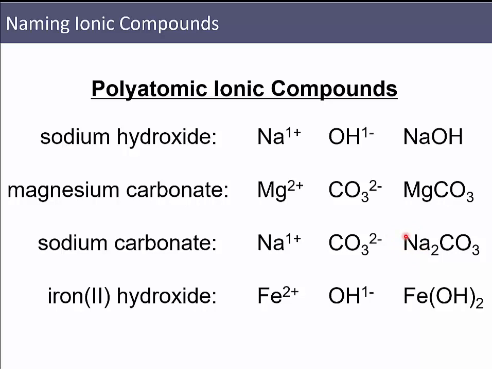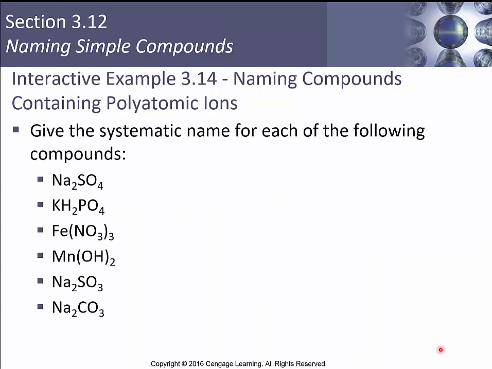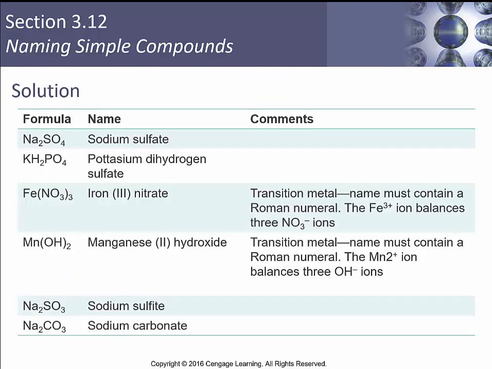Yep. Let's name some of these guys. So we've got sodium, we've got Na2SO4, KH2PO4, Fe(NO3)3, Mn(OH)2, Na2SO3, Na2CO3. So let's look at these. Na2SO4 is going to be sodium sulfate. We don't need to worry about the 2 in here because it's going to balance out with the sulfate in only one possible way. You go with sulfate, and we just look that up on our table.